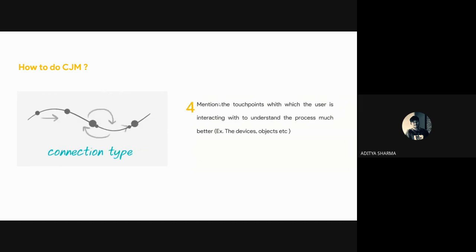In the fourth step, you will put up touch points, the different elements and different things that the user is interacting with. You note it down for each different phase. That is called touch points.